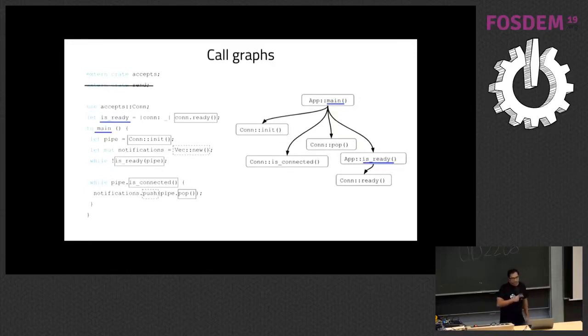In Rust, we can do this using, for instance, the LLVM IR code, which was mentioned in the previous talk. You can, for instance, use the LLVM opt tool to generate a call graph.